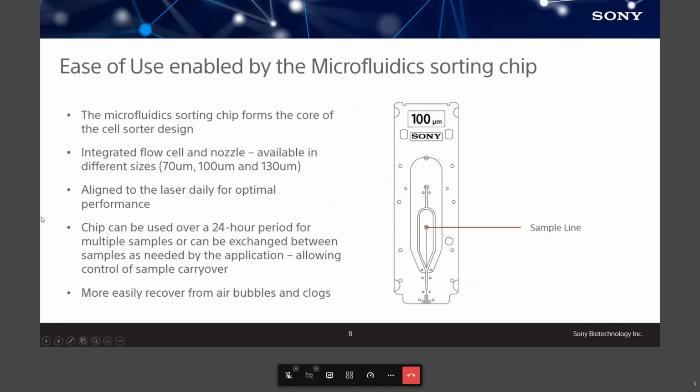Okay, so what are we looking at in this chip? So we have our sample line input, which is this bottom port here.